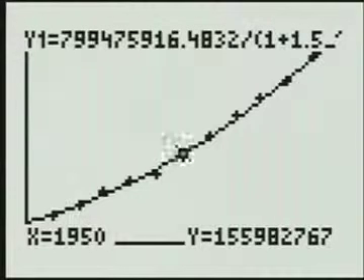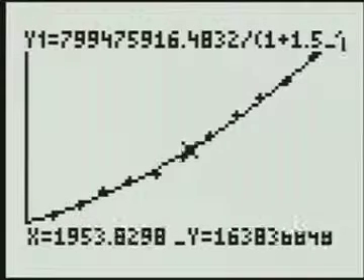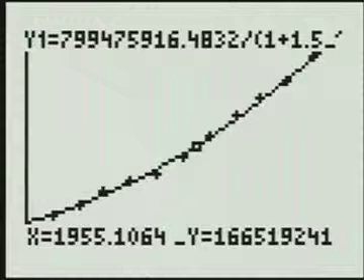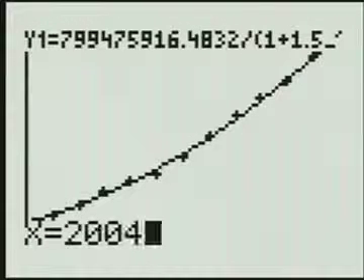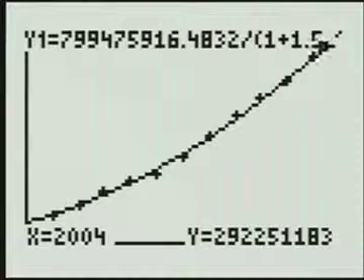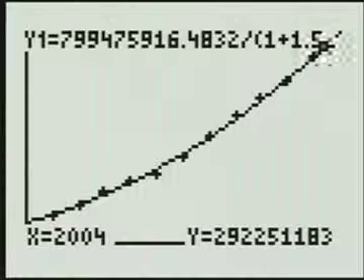Part E says use this function to predict the population of the United States in 2004. I think the easiest way to do that is to trace along our function and then enter in the year 2004. If we enter in the year 2004, we get that the population is about 292,215,183 or so in the year 2004.